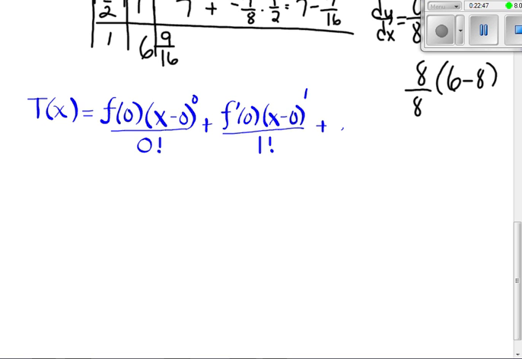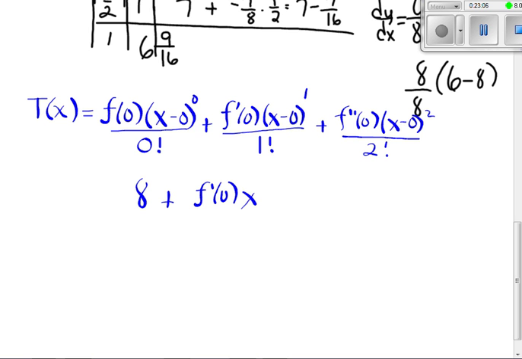Okay, what's this one? F double prime of 0 over 2 factorial. Taylor polynomials aren't hard. Well, I know what f of 0 is. What's f of 0? 8. This is 1, so I get 8 plus, I can find f prime of 0, because I have the derivative. 0 factorial is 1. 0 factorial is 1 by definition. Plus, and then it's the second derivative, that one you're going to have to do some work on, over 2 factorial times x squared.